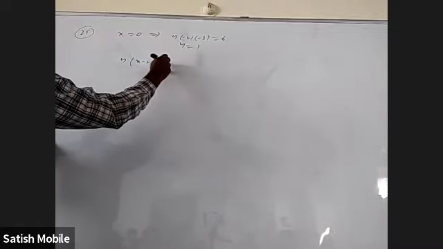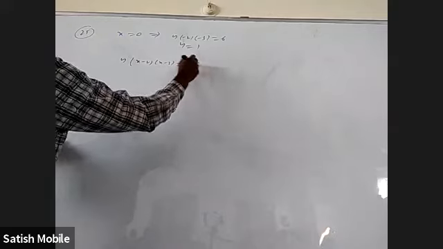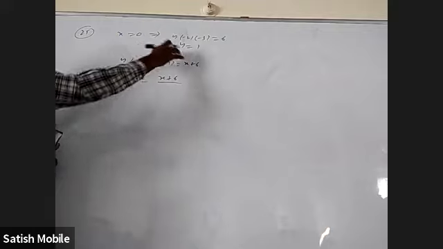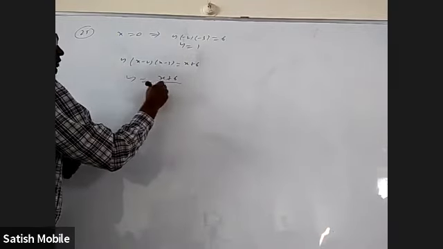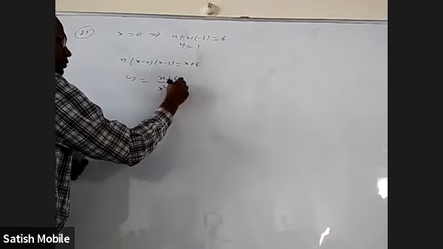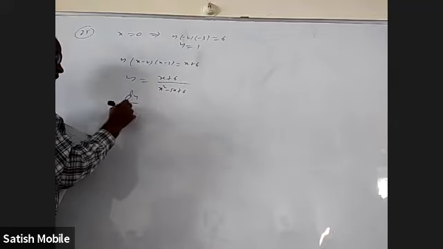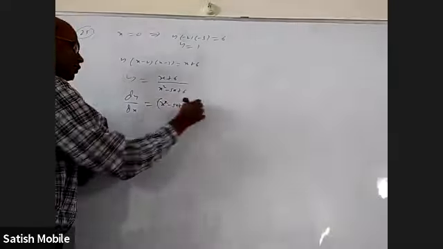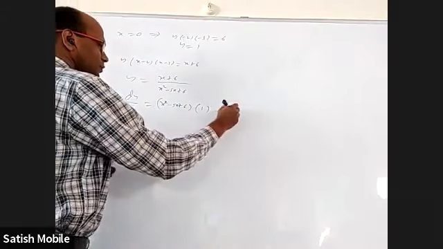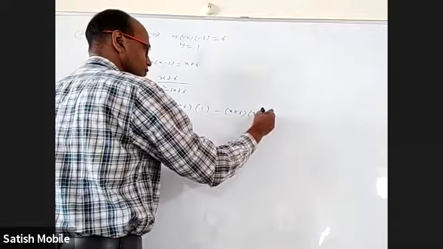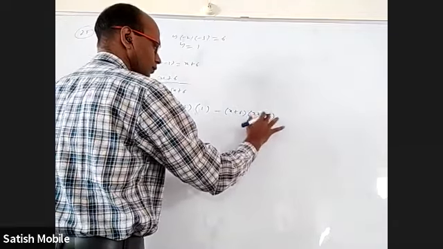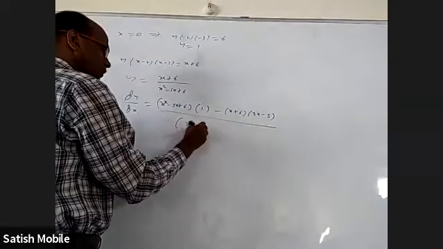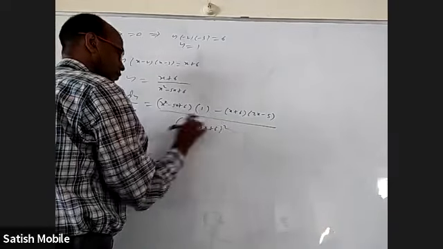Y into x minus 2 into x minus 3 by x plus 6. Or you can bring it down also and write x plus 6, x square minus 5x plus 6. dy by dx, apply u by v rule. X square minus 5x plus 6 into derivative of this, which is 1, minus x plus 6 into derivative of this, which is 2x minus 5, by denominator, which is x square minus 5x plus 6 whole square.